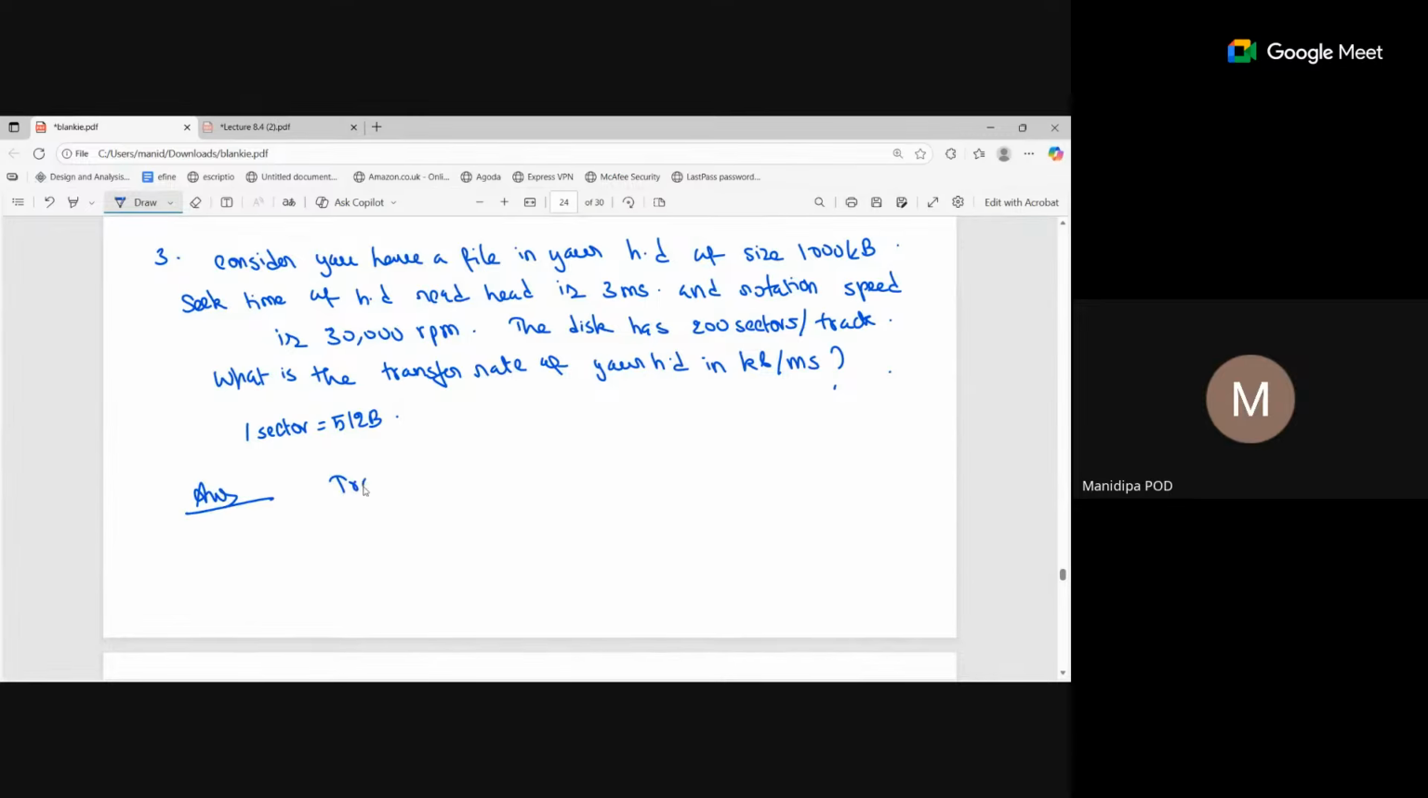So we need to find the transfer time: number of bytes per track by time for one full rotation. So anyone found this number of bytes per track?